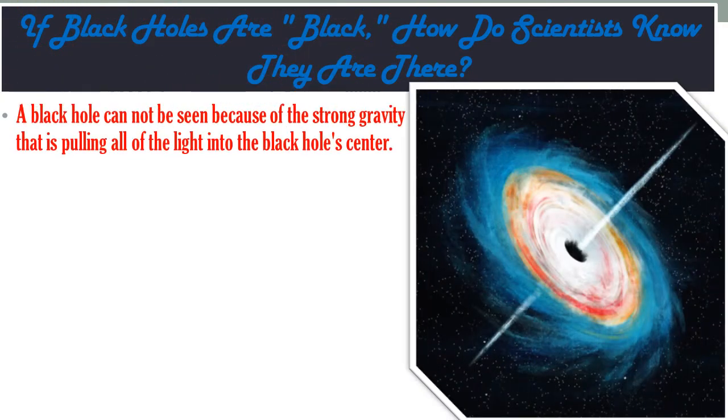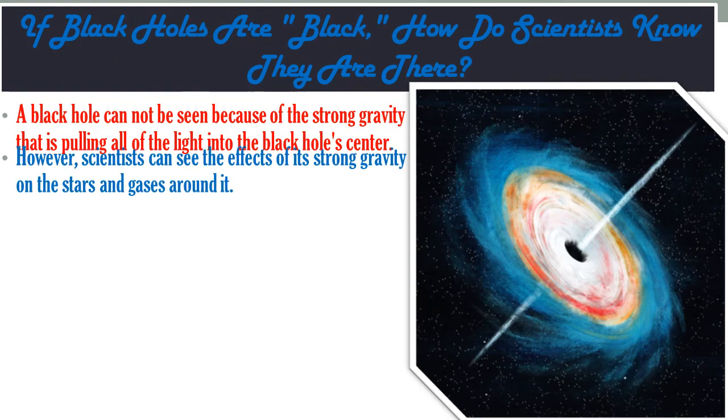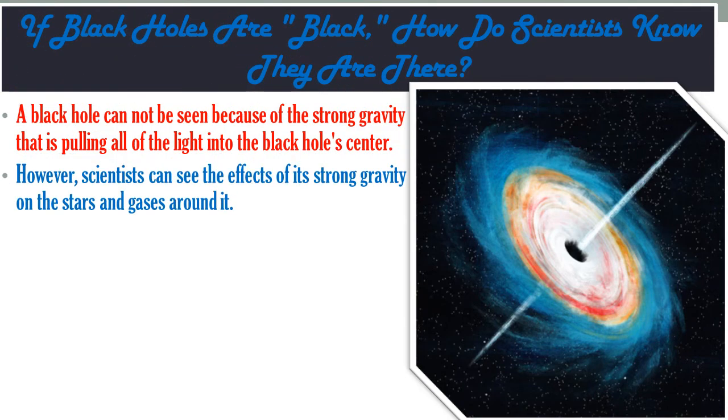Alright, now let's answer one question. If black holes are black, then how do scientists know they are there? A black hole cannot be seen because of the strong gravity that is pulling all of the light into the black hole center. As you can see in the picture alongside, the center is black. However, scientists can see the effect of its strong gravity on the stars and gases around it. You can observe around the black hole the strong gravity acting on the stars and gases. So scientists can see its effects.